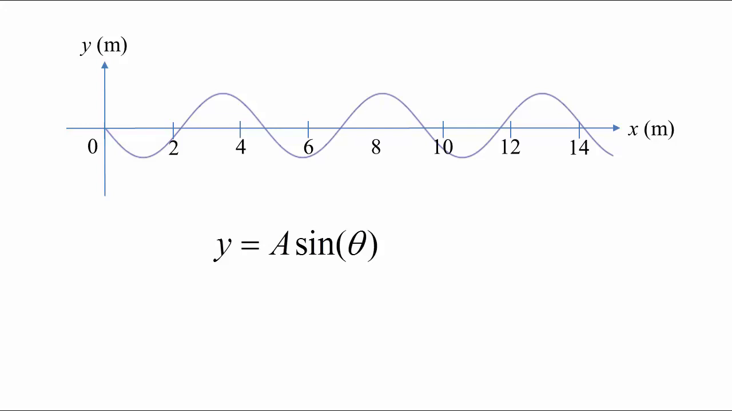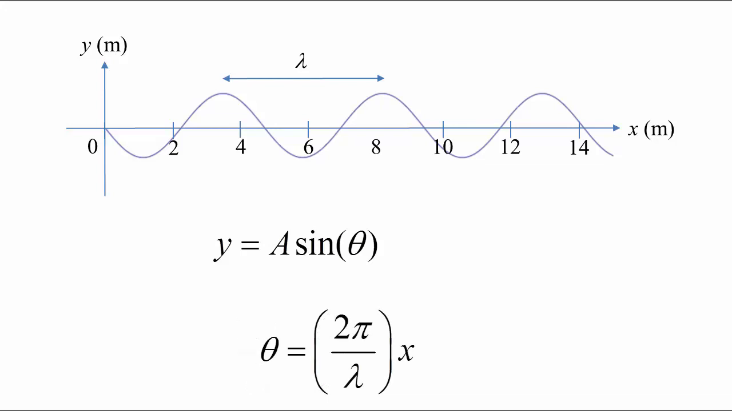We know that a wave repeats itself at every wavelength, which represents one full cycle of the wave. And one full cycle is equal to 360 degrees or 2π radians. So the ratio of 2π over the wavelength gives us the ratio of the angle of its displacement within one cycle. In other words, the angle is equal to the ratio of 2π over λ multiplied by x.